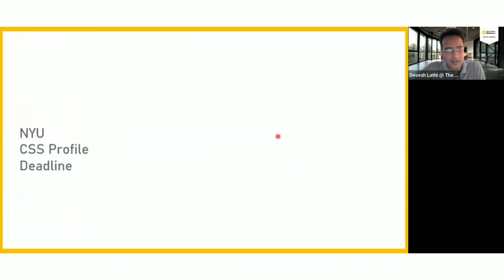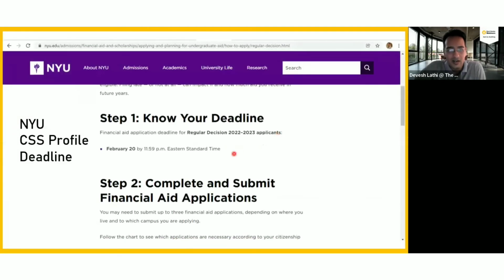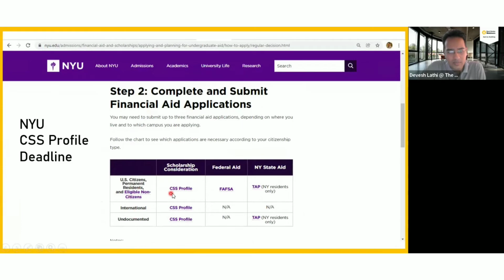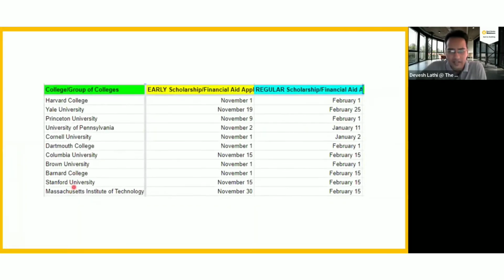Let's see NYU. At NYU, again, the deadline to submit your financial aid if you're applying as a regular decision applicant is Feb 20th, and so you need to submit your CSS profile, or if you are a US citizen, then you need to submit your FAFSA as well. And here are some dates and deadlines. If you are applying early, then what is the date to submit your financial paperwork? If you are applying regular decision, then what are the dates to submit your financial paperwork? Like this, and when I say financial paperwork, it means a CSS profile or tax papers and things like that.